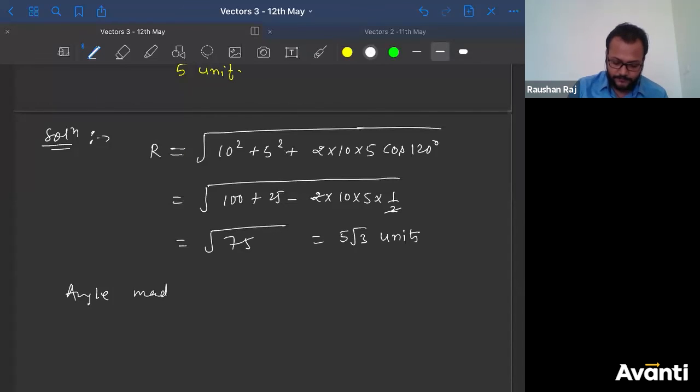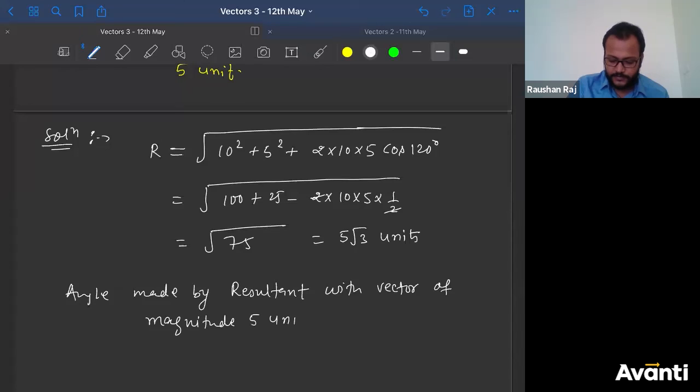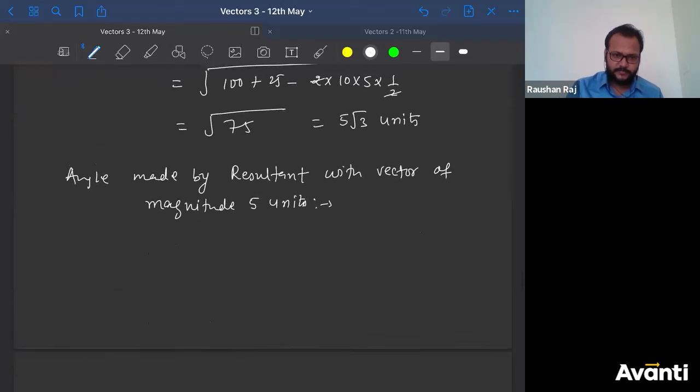Angle made by the resultant. Angle made by the resultant with किसके साथ? With the vector of magnitude 5 units. Right? यही पूछा है ना? ठीक है? हाँ, बता दो. देखते हैं बच्चा.